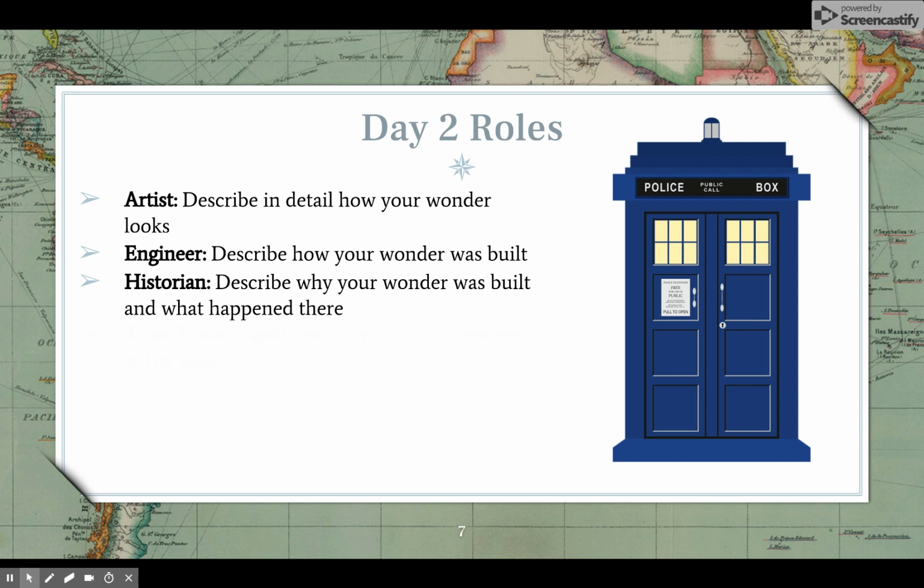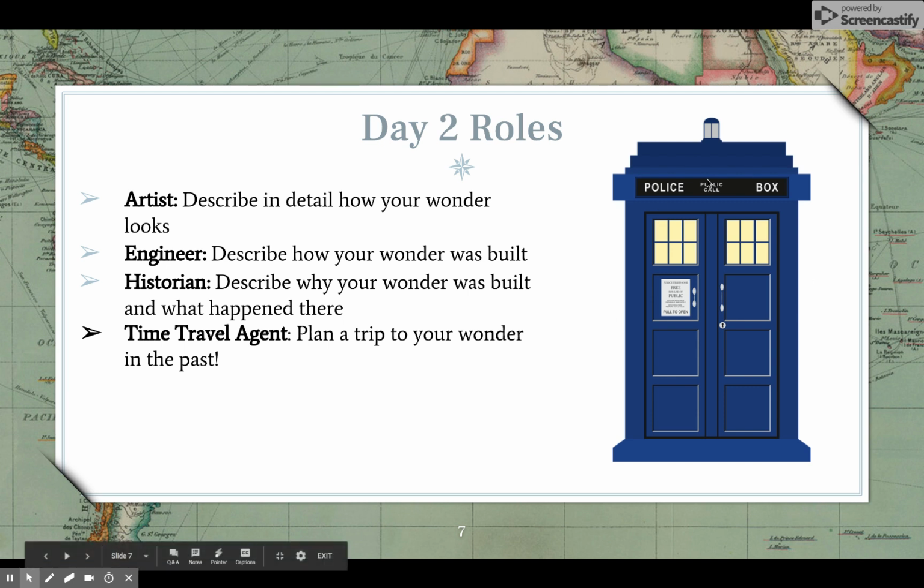Okay. The last role is kind of fun. It's a little different than the other three, but I really like it. It's going to be a time travel agent. So, you're not just a regular travel agent, you're a time travel agent. And that person's job is going to be to plan a trip to your wonder in the past. So you're going to pretend like you're living in a time when it's possible to travel around time and to time travel.